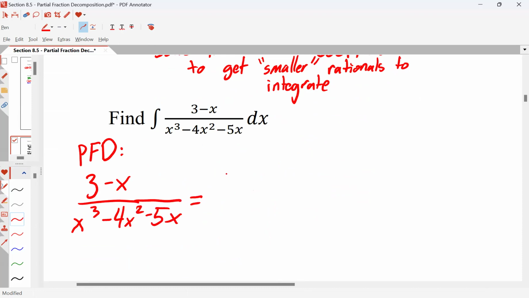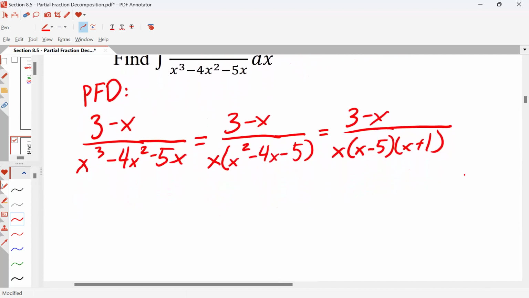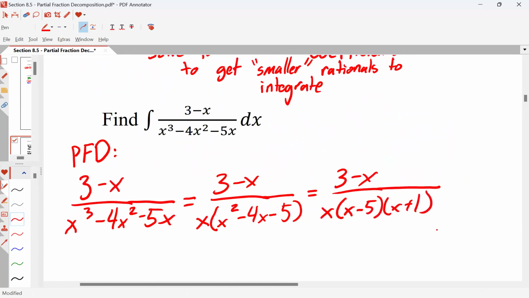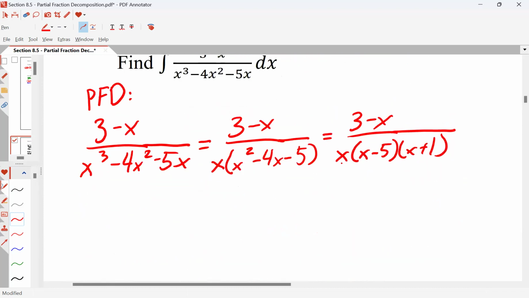And factoring this denominator, first, everything has an x in it, so we're going to factor that out. x squared minus 4x minus 5. And x squared minus 4x minus 5 factors into (x minus 5) times (x plus 1). And we can factor that denominator. So after we factored it, every factor is going to get a fraction. So our factors are x, x minus 5, and x plus 1.